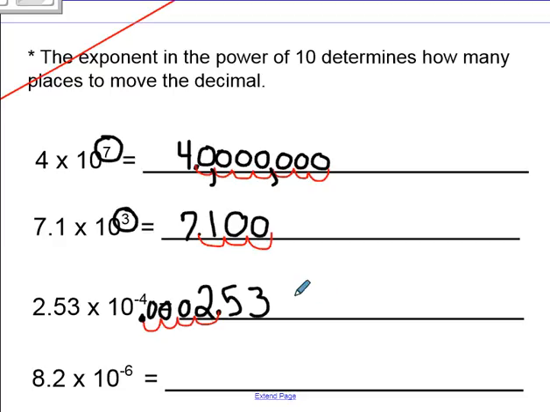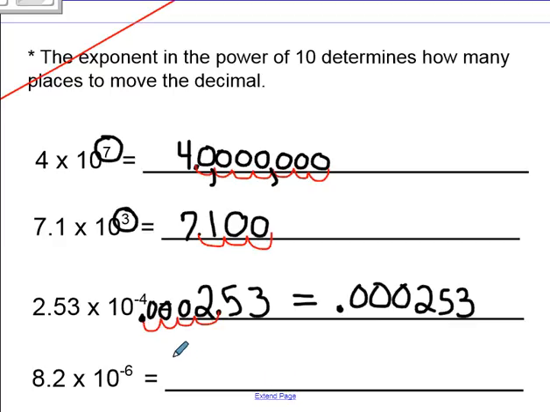I'm going to write that again for you. So that is, we have that meter. 1, 2, 3 zeros. Then we have our 2, our 5, and our 3. So there's our final answer. And you can see that it's a much smaller number than what we started with.